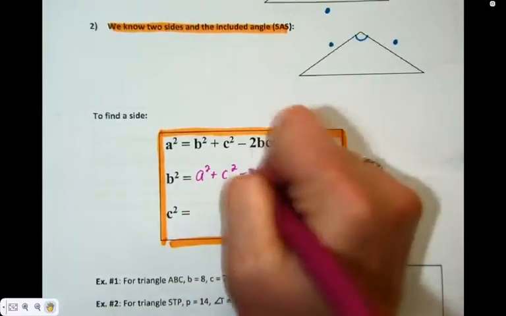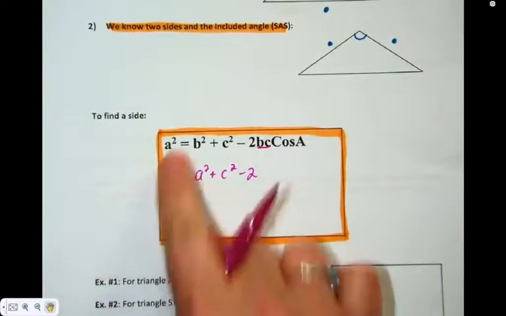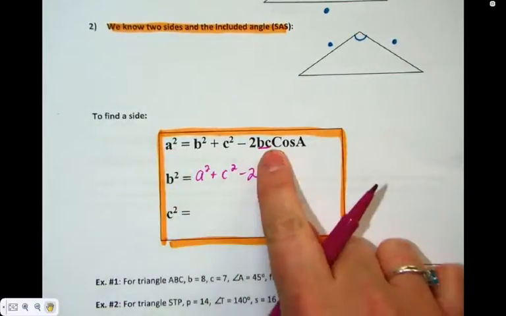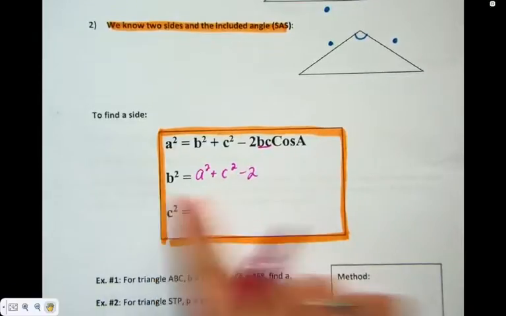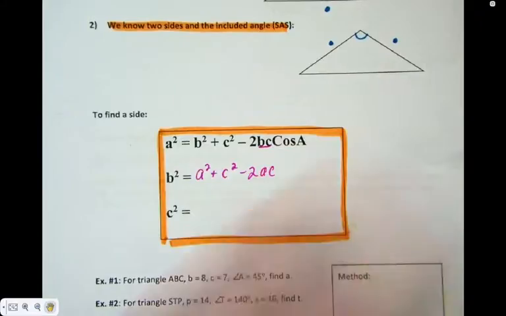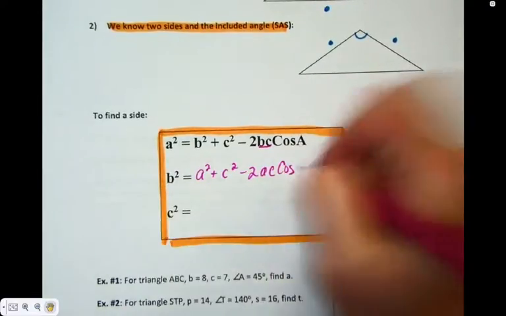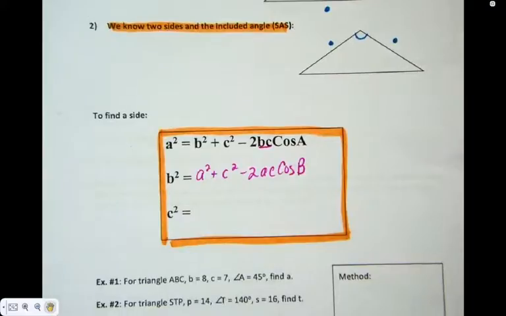Then it's always minus 2 times the other two sides multiplied together. So when this is A on the left, this was BC on the right. If this is B, this is going to be AC. And then always times the cos of whatever letter's on the left is going to be on the right, except we have to put an uppercase letter.